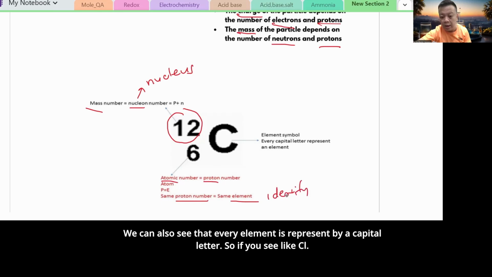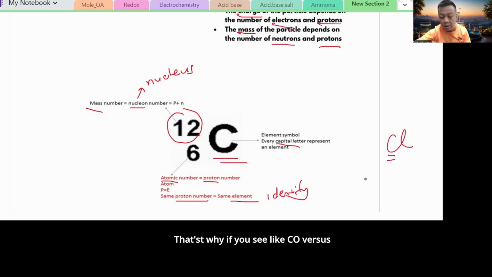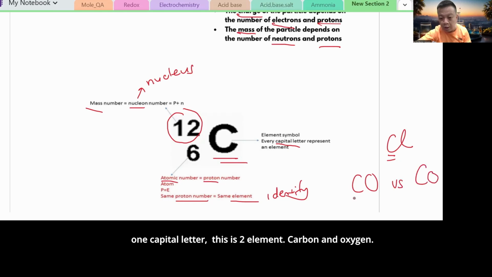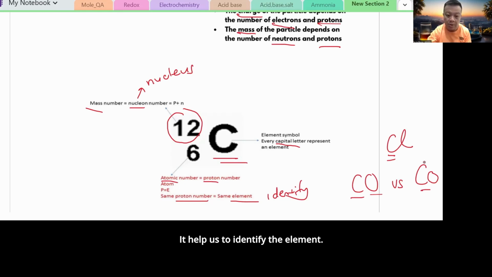We can also see that every element is represented by a capital letter. If you see Cl, there's only one capital letter, so it's considered one element. That's why if you see CO, with two capital letters, this is two elements, carbon and oxygen, but Co with one capital letter is only one element, cobalt. That's why how we write small letters and capital letters is important. It represents the elements.